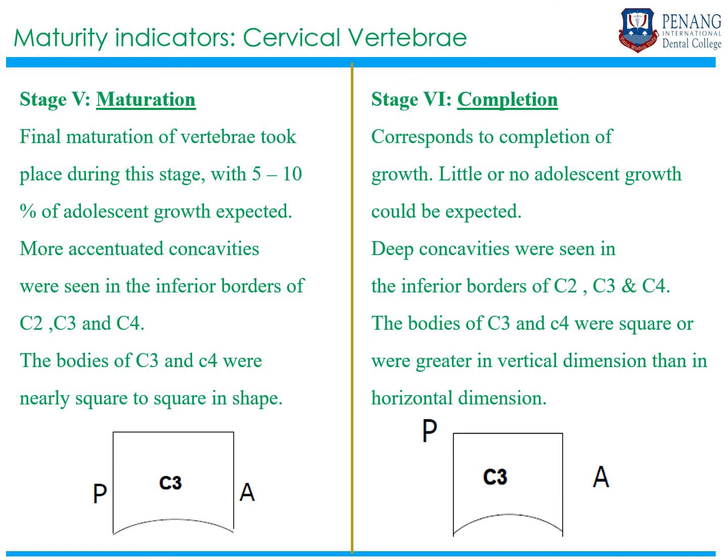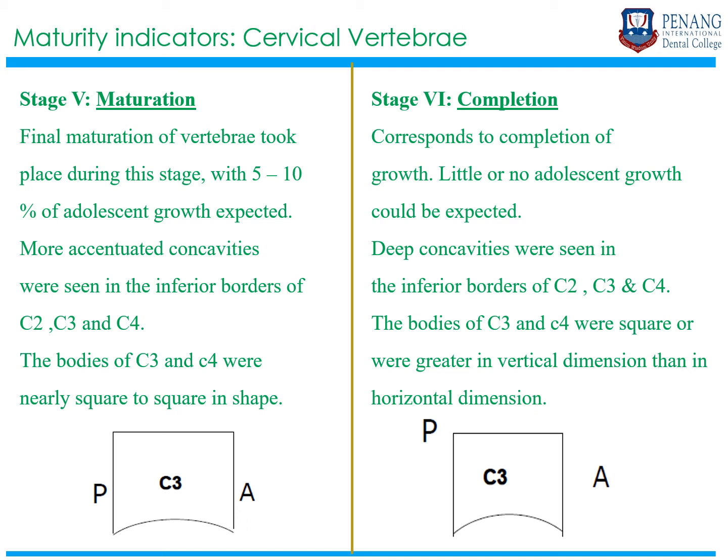So the last two stages, maturation and completion. In the maturation stage, there is 5 to 10% of adolescent growth expected. The concavities are more accentuated and seen in the inferior borders of C2, C3 and C4. The bodies of C3 and C4 are nearly square or square in shape.